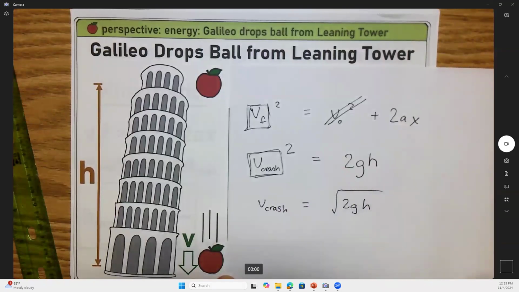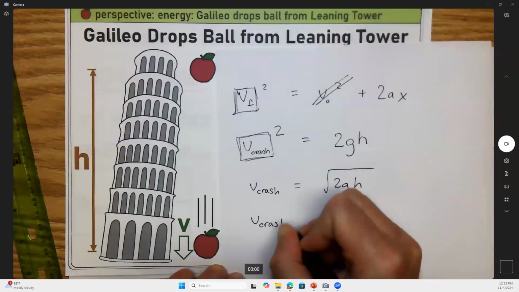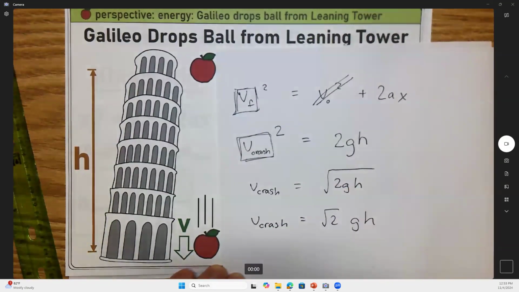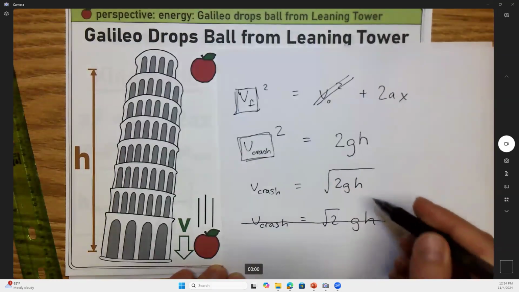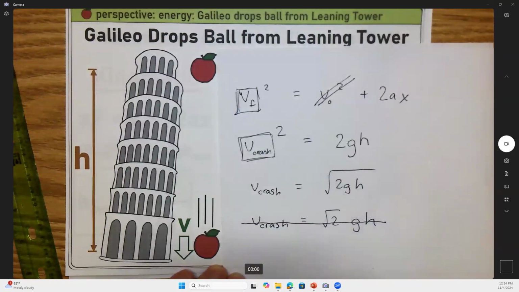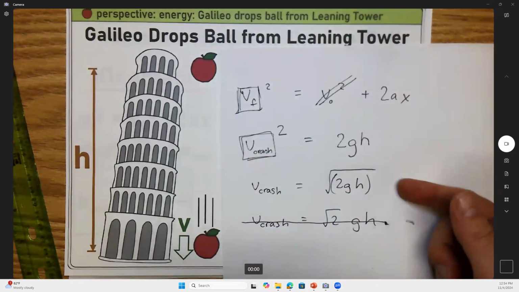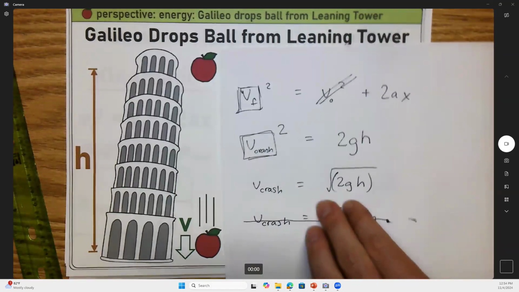Just like that. Let me make sure, guys, did you write this in your notes? V crash equals the square root of 2GH. Did you write that? No, nobody wrote that correctly, because you had to extend your square root bar over the entire inside expression. It's the square root of this whole 2GH. You guys have seen this before, and you're going to see it again. Guys, this is never going away.